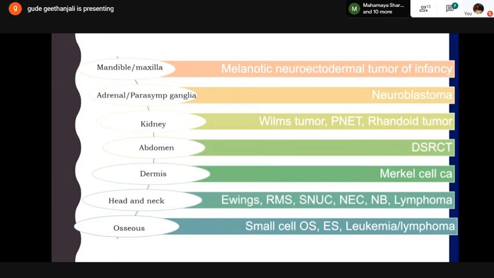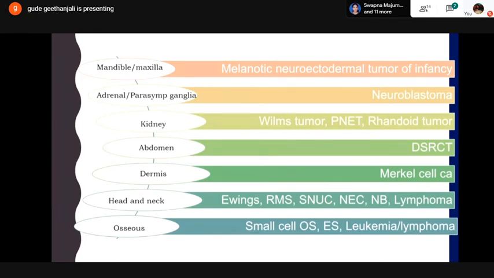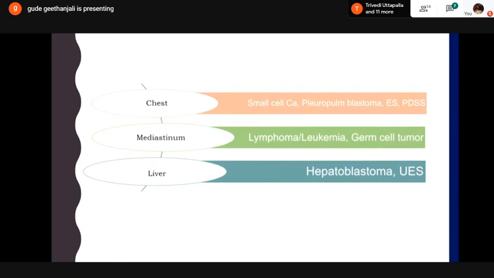In the abdomen location, the desmoplastic small round blue cell tumor. If it is present in the skin, in the dermis, we think of Merkel cell carcinoma. And we should also think of lymphomas and leukemias which are present in the dermis. In the head and neck region, there are Ewing sarcoma, rhabdomyosarcomas. Then the sinonasal undifferentiated carcinomas and neuroendocrine carcinoma should also be kept in the differential diagnosis in the sinonasal region, neuroblastoma and lymphoma. If it is having skeletal presentation, we'll think of small cell osteosarcoma, Ewing sarcomas, and the leukemia or lymphoma infiltration.